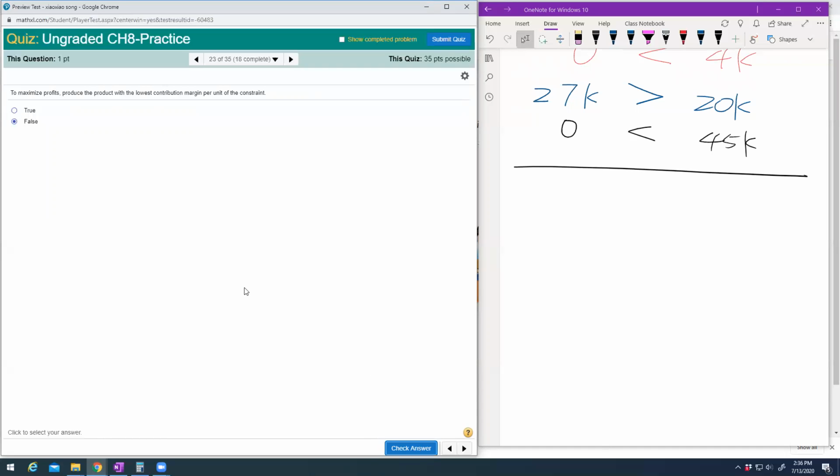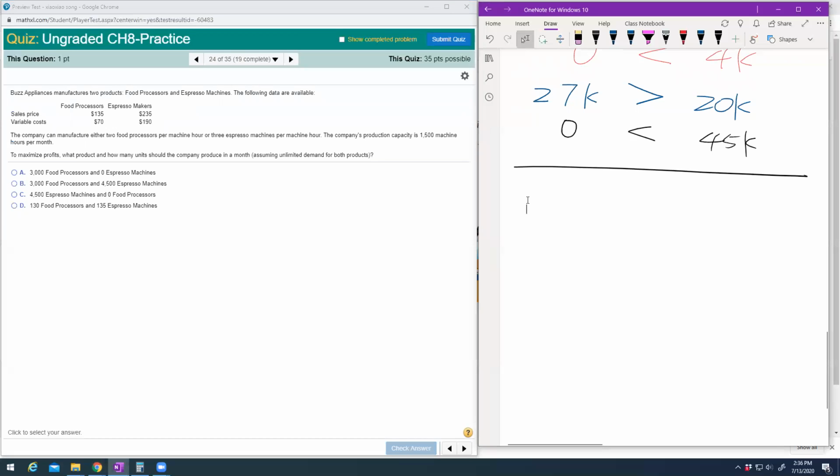Next one. Okay, let's look at this one. You have a food processor and an espresso maker, so just food and coffee. And then you have this food contribution margin. We just look at contribution margin, which will be 65 with this one.